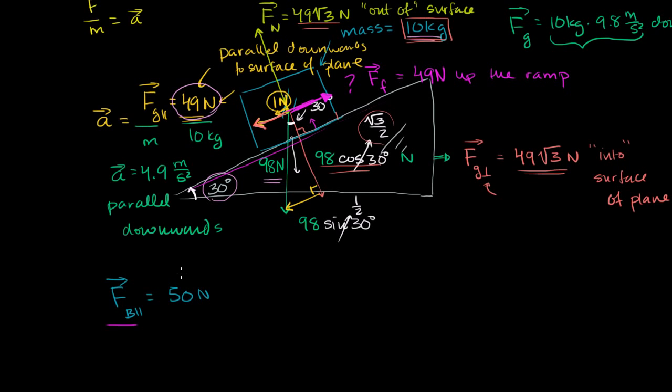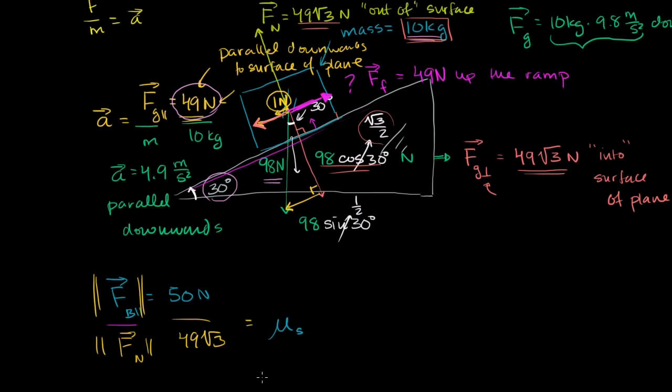It's 49 square roots of 3. So maybe I should say the magnitude of the budging force over the magnitude of the force that is putting these two things in contact. In this case, it is 49 square roots of 3 newtons. So let me write this over the magnitude of the normal force, and that is 49 square roots of 3. We call this the coefficient of static friction. The coefficient of static friction.